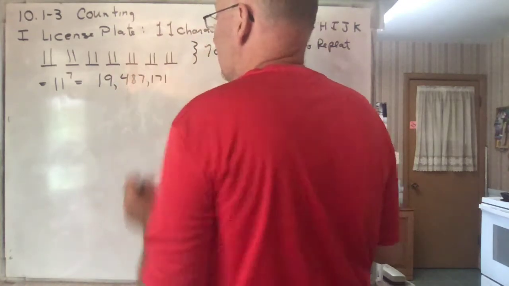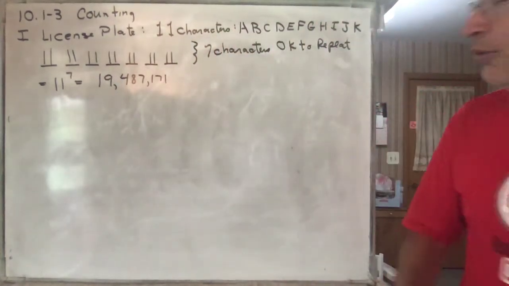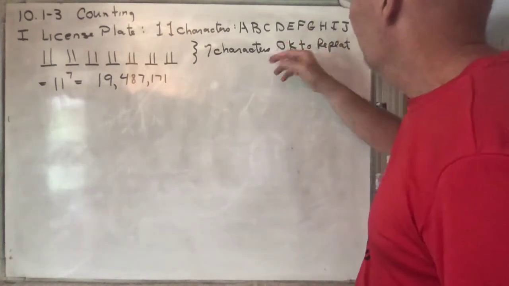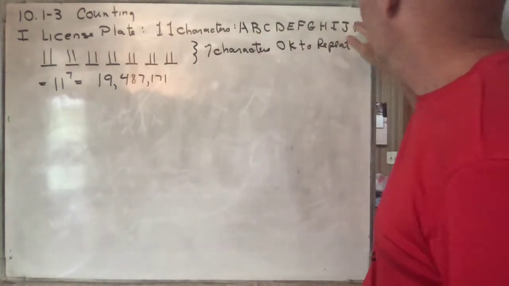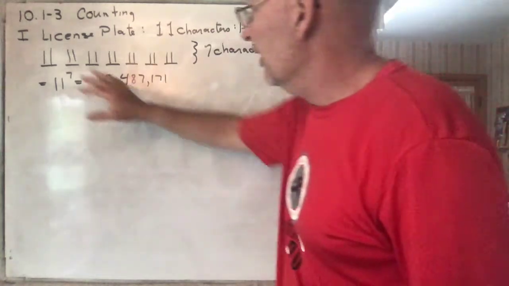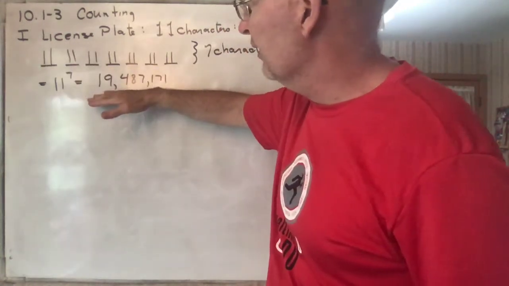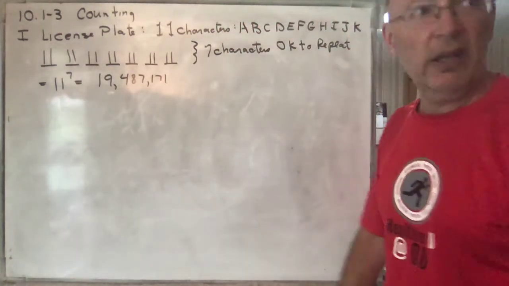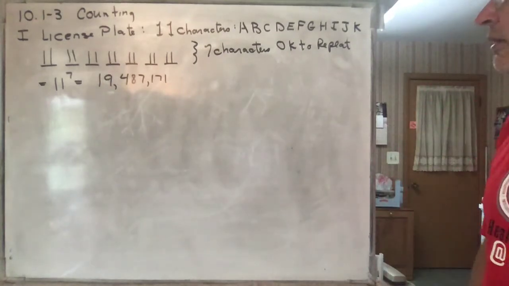19,487,171. Okay, so those are if you wanted license plates for every car in the state and you wanted to use just those 11 letters and you could repeat, you could have 19 million license plates. Okay, that's quite a few with just 11 letters.